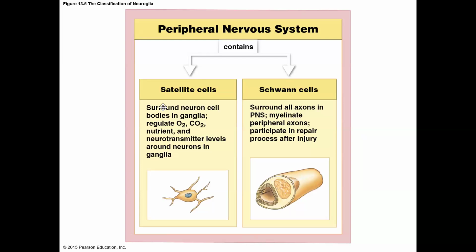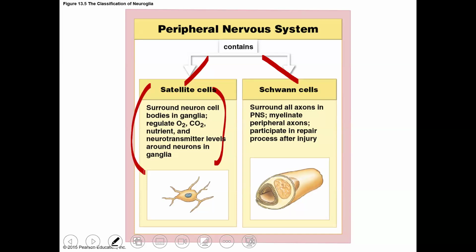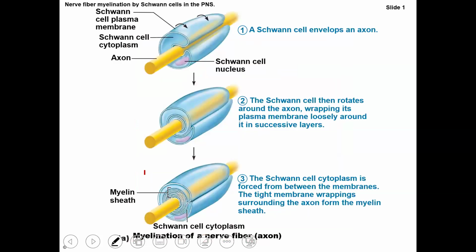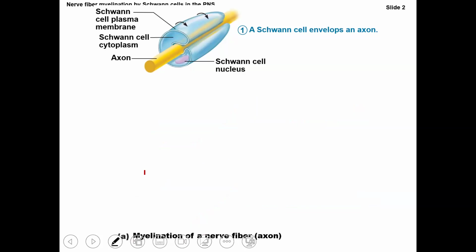In the periphery, we see the satellite cells and the Schwann cells that we just talked about. So satellites surrounding the neuron cell body in the ganglia and regulating oxygen, carbon dioxide, nutrients, neurotransmitter, the chemistry really around the neuron here. And then the Schwann cells surround all the axons in the periphery, and they myelinate those peripheral axons and participate in the repair process. And here is that repair process. Okay, so we're going to look at this.